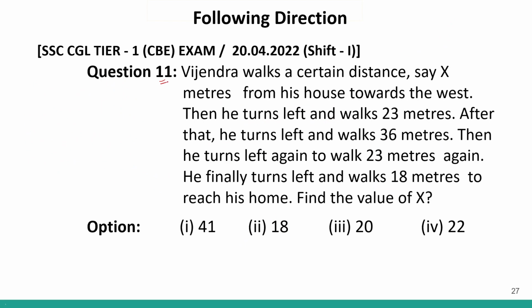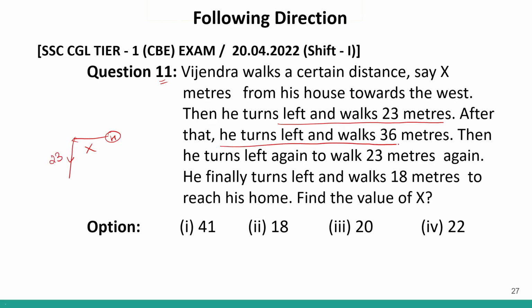Okay. Question number 11. Vijendra walks a certain distance, say X meter, from his house towards the west. So the distance is unknown. We are going towards the west from his house and the distance is X. Right? Then he turns left and walks 23 meters. So left will be here and he walked for 23 meters.